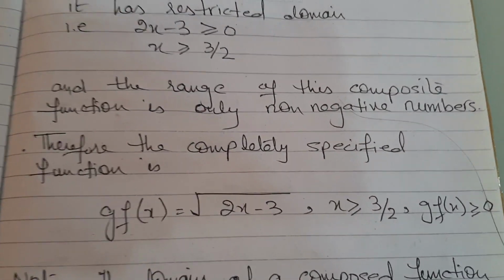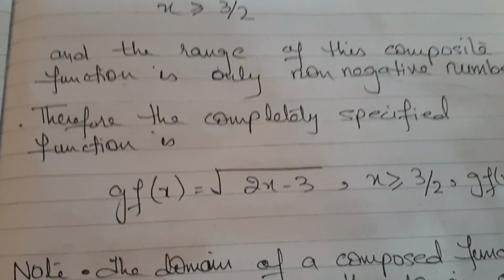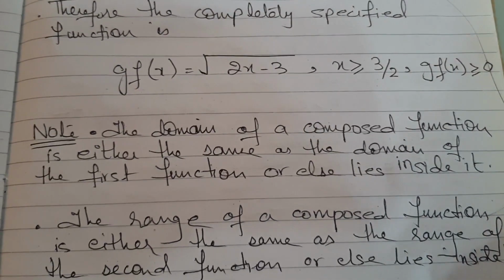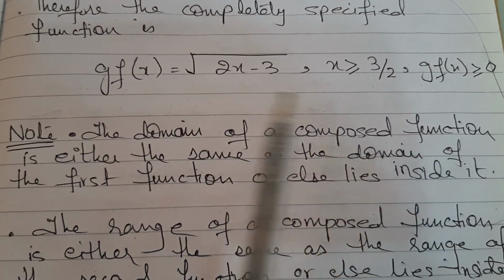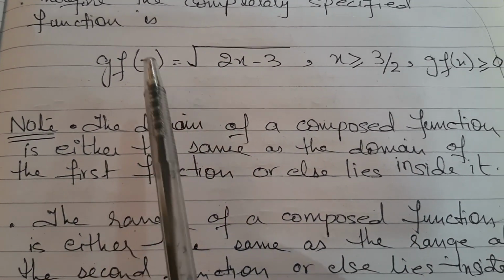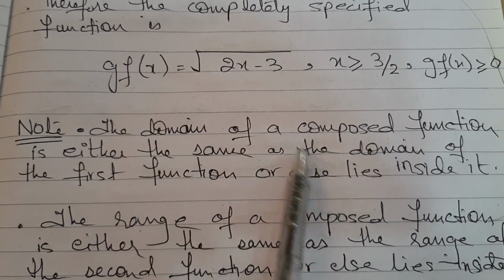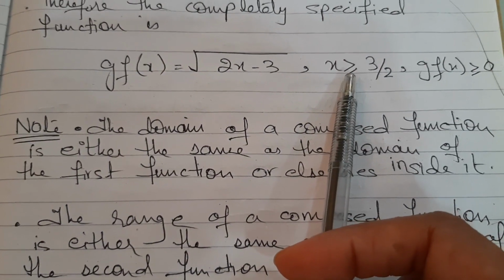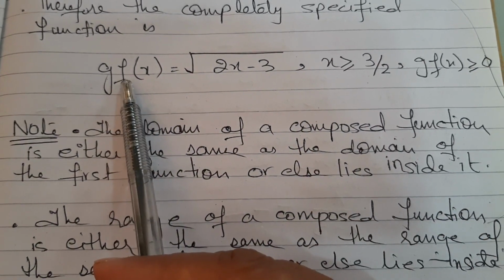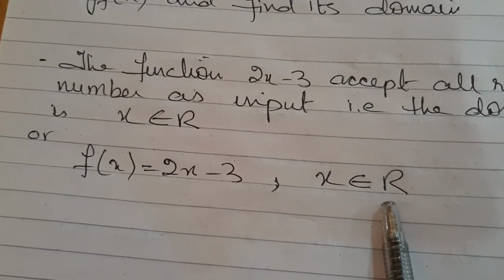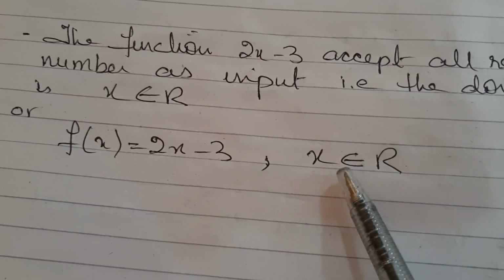So in short, you can remember, we will see the same thing again and again in different examples. So 2 points you have to remember. In case of a composite function, the domain is either the same as the domain of the first function, this is my first function, or it lies within it. So can you see this domain lies within the domain of function f. What was it? Let me show you again. It was saying x belongs to real numbers. So it lies within this.